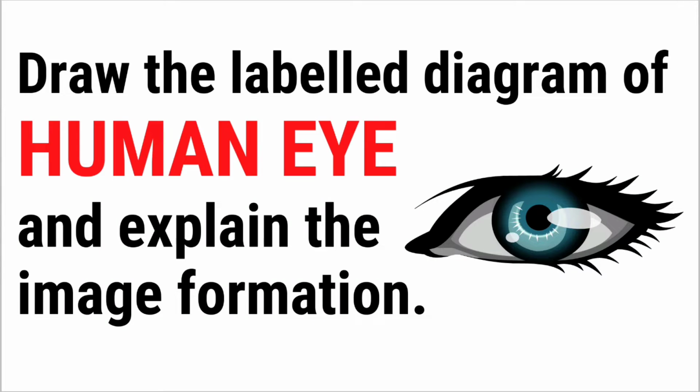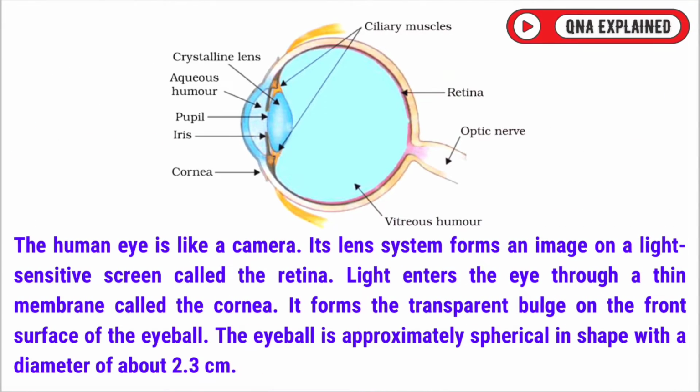Draw the labeled diagram of human eye and explain the image formation. This is the picture of human eye. This human eye is like a camera.